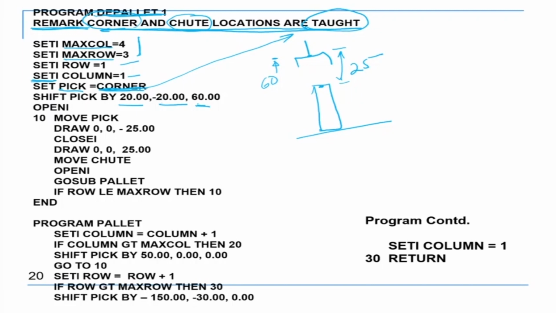So it has gone to the top of the first object and is sitting on top. Then we say open I. So please note it is open I, which means open immediately. It's a closed loop command, it will open the gripper.